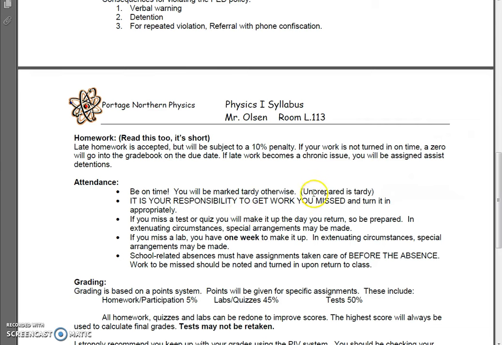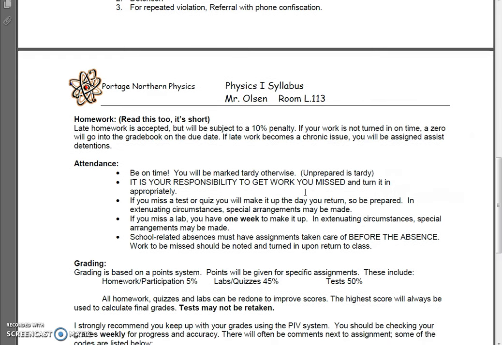Attendance is pretty straightforward. Be here whenever possible. If you can't, you are responsible to make up the work that you missed. Being absent does not excuse you from any assignments, labs, quizzes, anything like that. Please come see me and ask me what you need to do. I have systems in place for this as well.